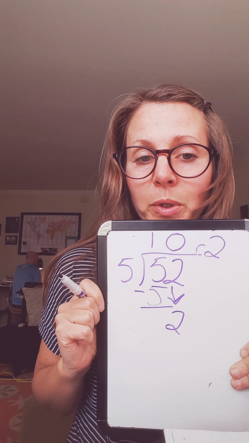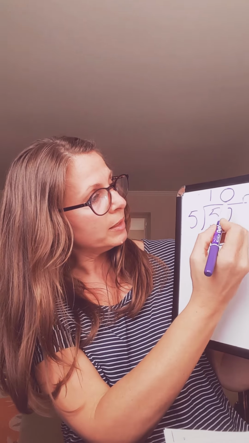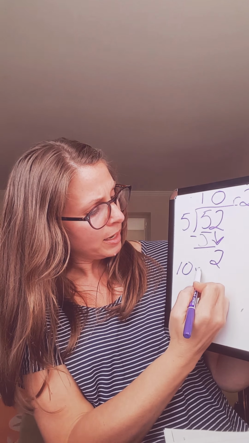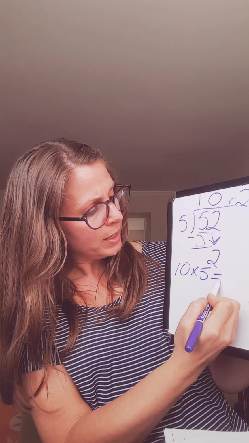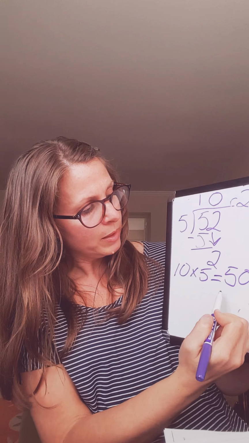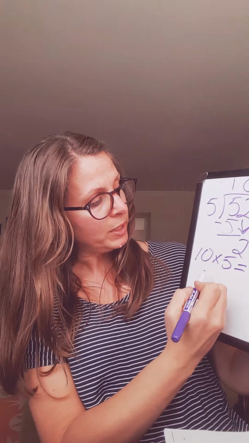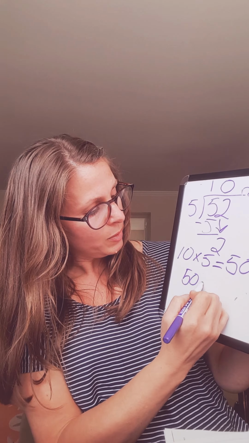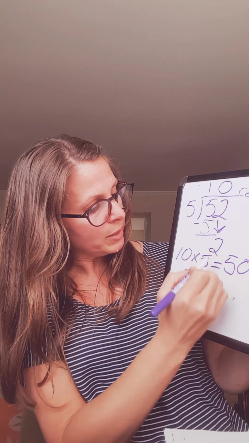Let's check it and see if we were right. Okay? So 10 times 5 equals 50. Right? And then we take our 50 and we add our remainder of 2 and we get 52.